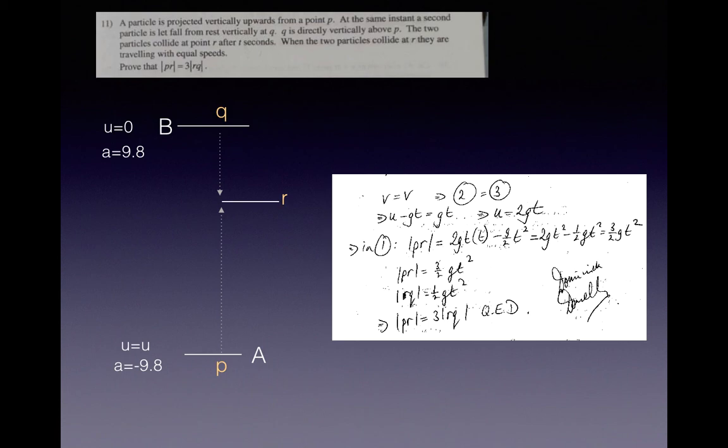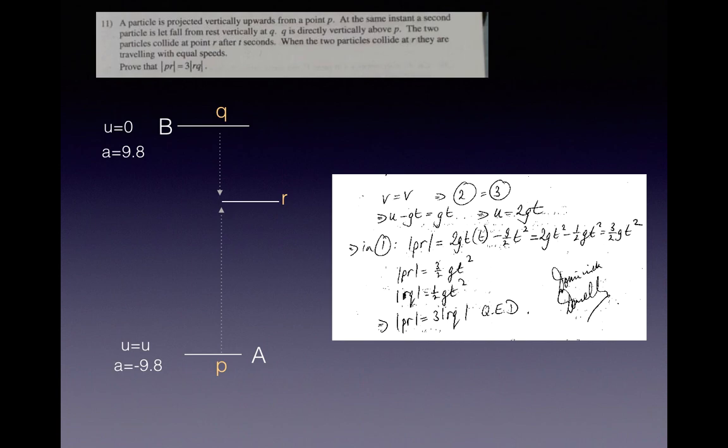So the displacement from P to R would be the distance travelled by particle A in time t. From that we get 3 over 2 gt squared. And then RQ is the displacement travelled by B in the exact same time with initial velocity of 0, and that works out as a half gt squared. As a result, then we can see that one of them is 3 times the other.